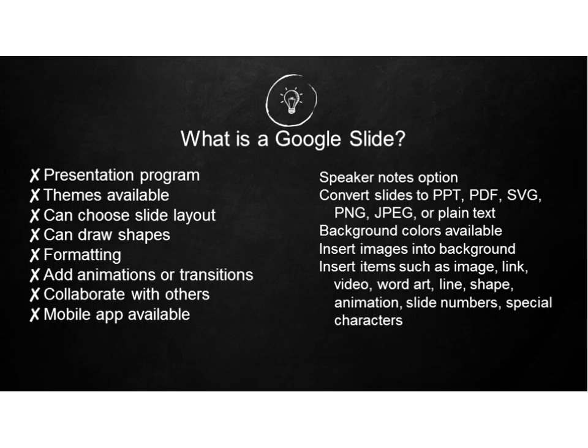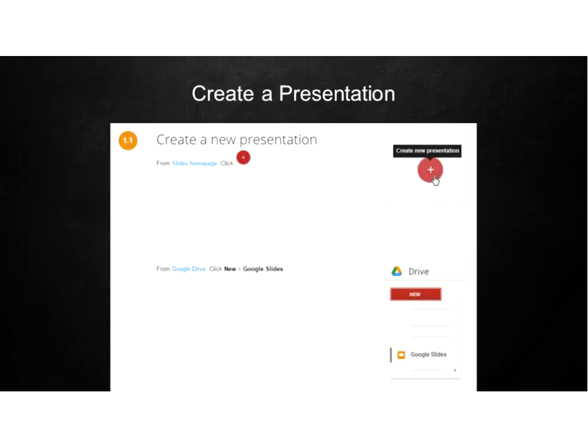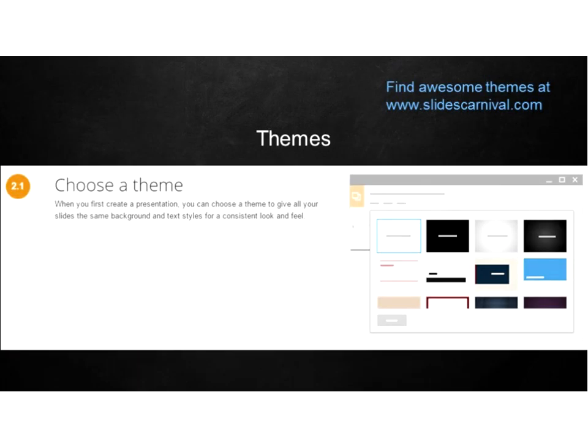You can add speaker notes. Again, you can convert the slides when you're done. You can use images, shapes, videos, animations, all kinds of things. And to create a presentation, you can go to slides.google.com and click the red plus to create a new presentation. Or if you're at drive.google.com, you'll click the new button, and then you'll have to click more and then Google Slides. So it's just one little extra step to get to Google Slides for TWU.